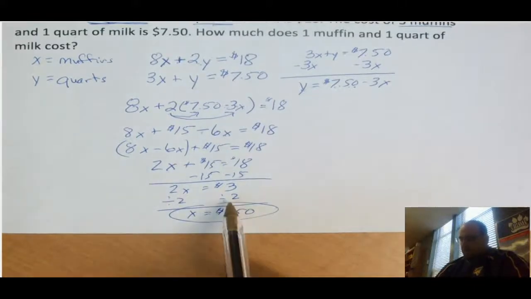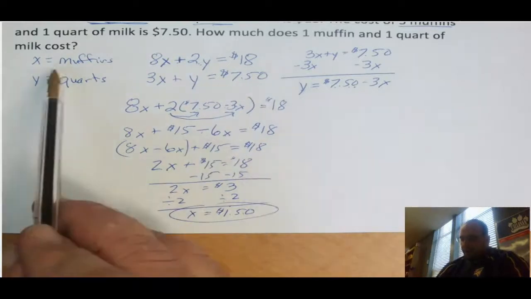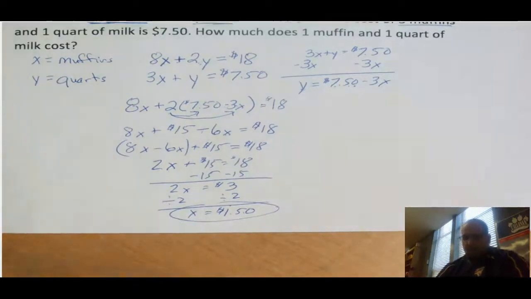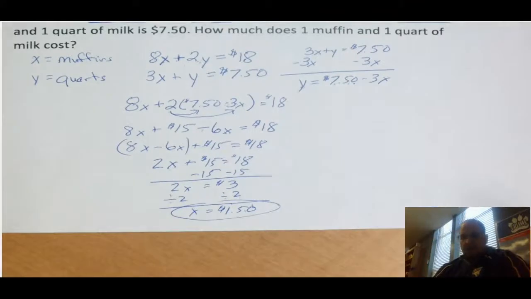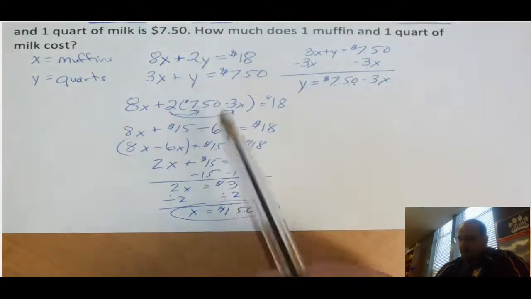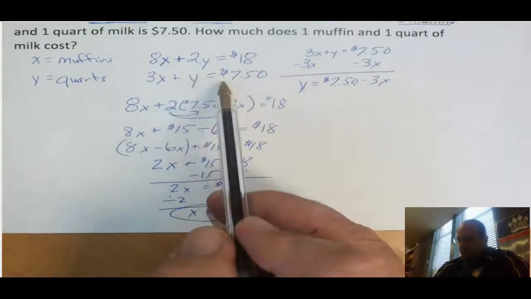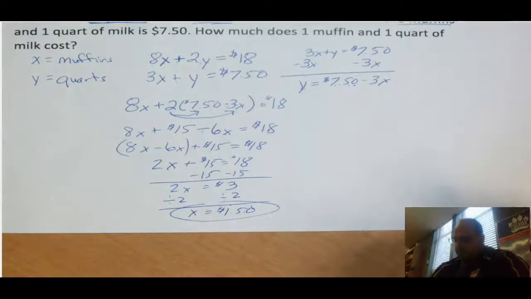Okay. So now that I know what x is equal to, which is the price of the muffin, so I know that one muffin costs $1.50, I'm going to put it into one of the two equations that I started with, all right? I'm going to choose to use this one right here because it has smaller numbers, so as a result, I think it might be a little bit easier.